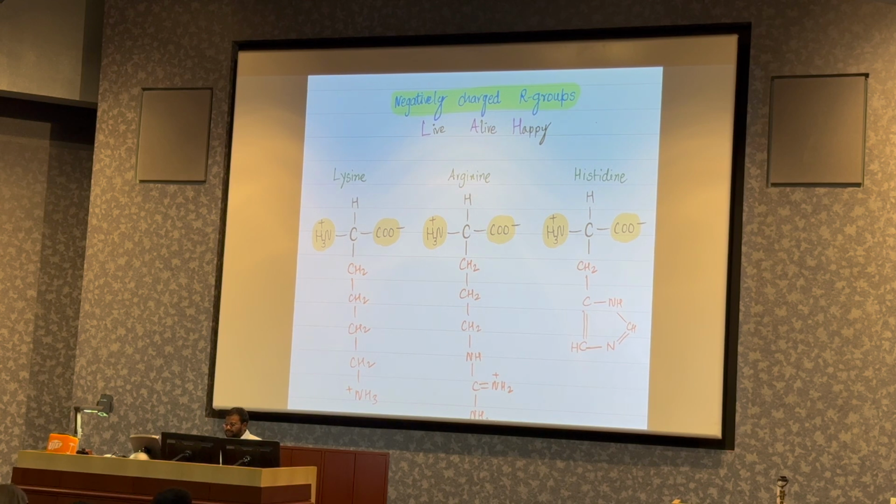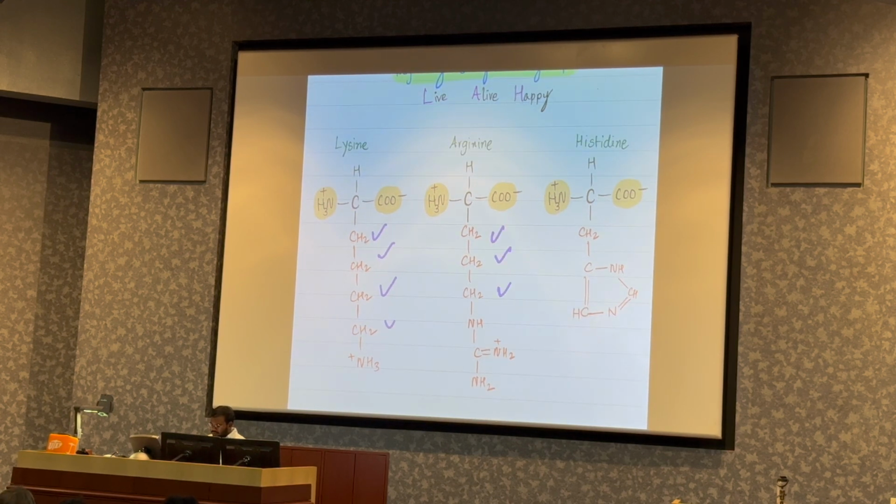Fourth category is positively charged amino acids. I said how to remember it: live happy and alive, where L stands for lysine, H for histidine, and A for arginine. So again, I said number 4 is important. 4 is a very important number for today, right? Number 4 is important to understand amino acid structures. So I'll see 1, 2, 3, 4.